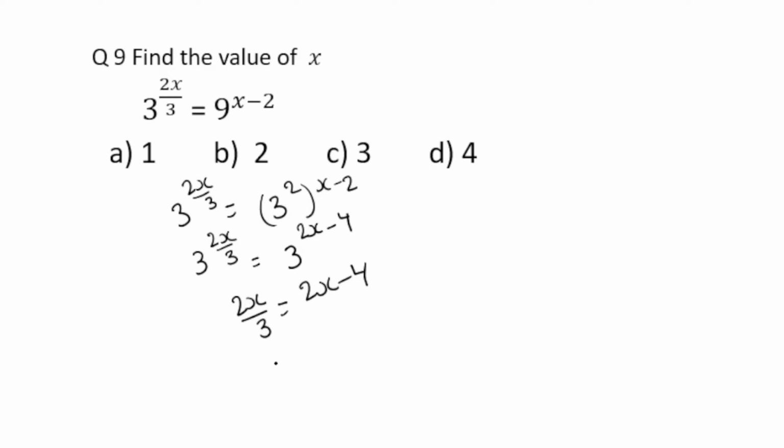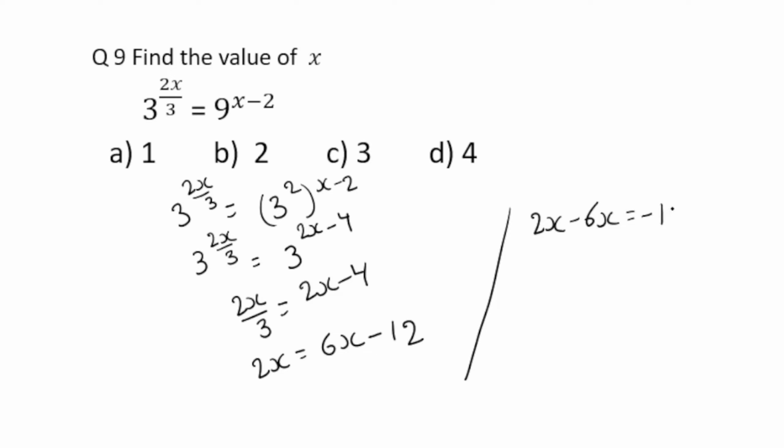Now you have to cross multiply. 2x equals 3 multiplied by 2x, 6x, minus 3 multiplied by 4, 12. When this positive 6x moves to the left, it becomes negative. 2x minus 6x equals minus 12. 2x minus 6x is minus 4x, equals minus 12. The negative signs cancel. x equals 12 over 4. 12 divided by 4 is 3. Therefore x equals 3. The answer is C, 3.